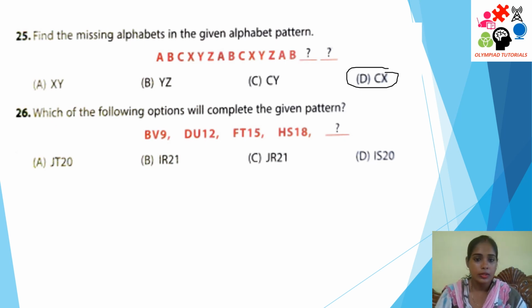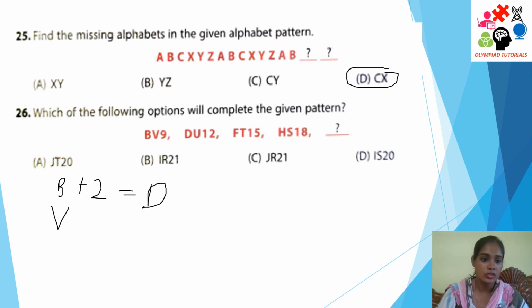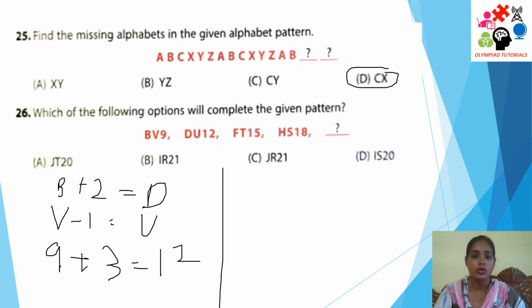Next question. Here again you have three elements in one pattern, that is BV9, DU12, FT15, HS18. Now we are going to find the relation. B plus 2 will give you D, then V minus 1 will give you U, and 9 plus 3 will give you 12. So this is going to be your relation. We'll check it for the next one.